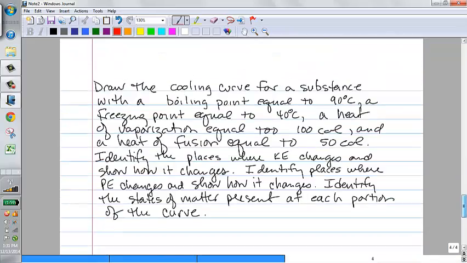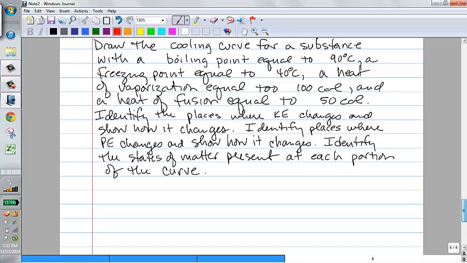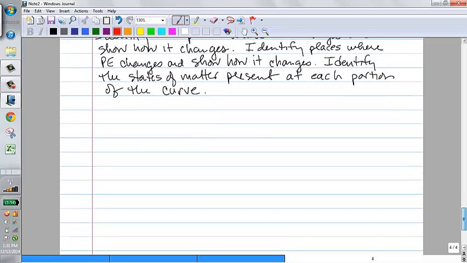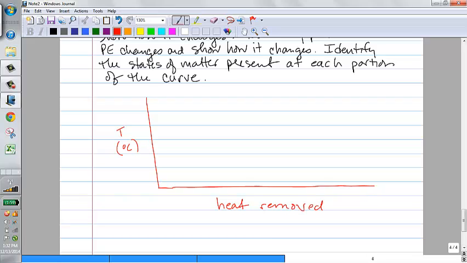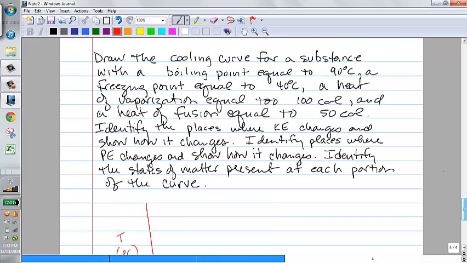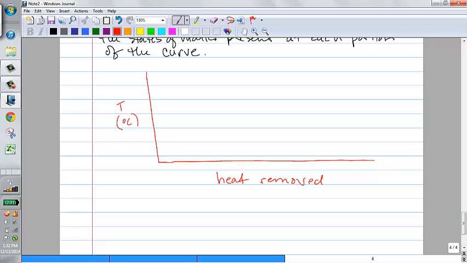Okay, last thing. Draw a cooling curve for a substance with a boiling point equal to 90. All right, so I have a cooling curve. I have an x-axis, temperature, degrees Celsius. Sorry, that was the y-axis. I have an x-axis. This is a cooling curve, so heat is being removed. And I'm going to measure that heat in, let's see, it says 100 calories, 50 calories. So heat is removed. I'm going to be measuring that apparently in calories.